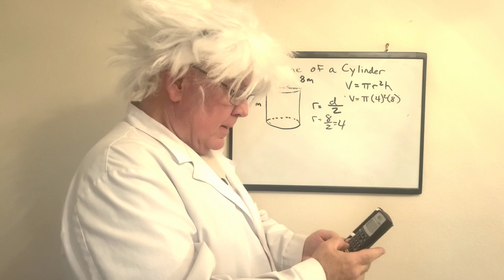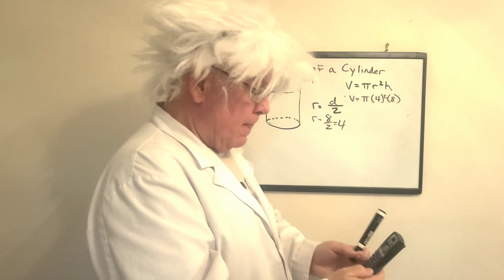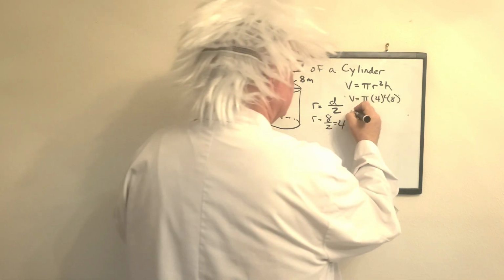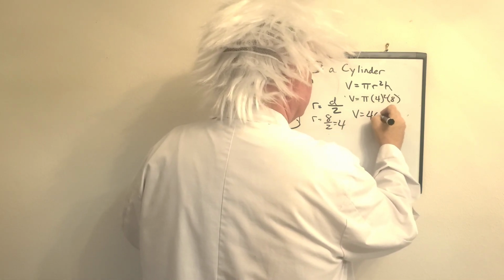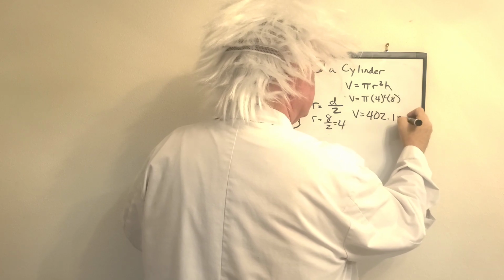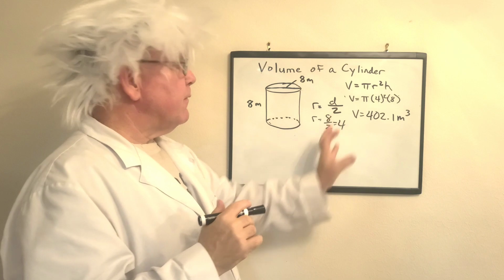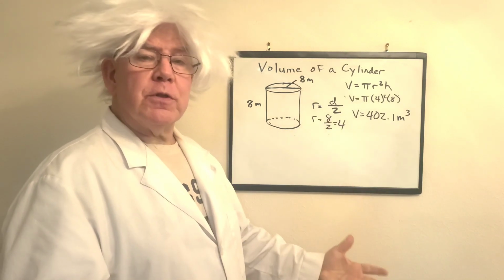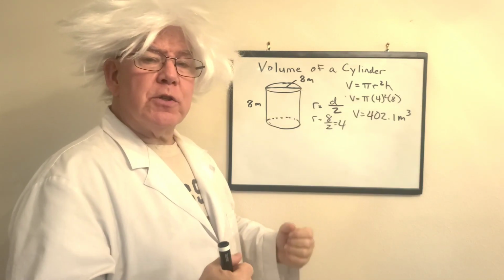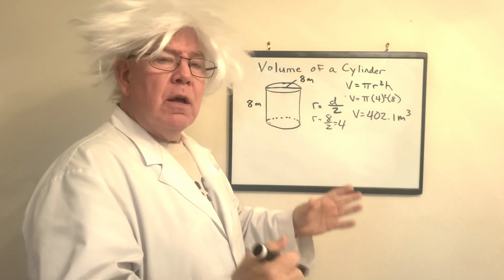4 squared times 8, and we get, hopefully you got the same thing I got. I got 402.1 meters cubed. Now, a lot of work, a lot of stuff going on here, but listen, this is our first jump into this, our first avenue into this.